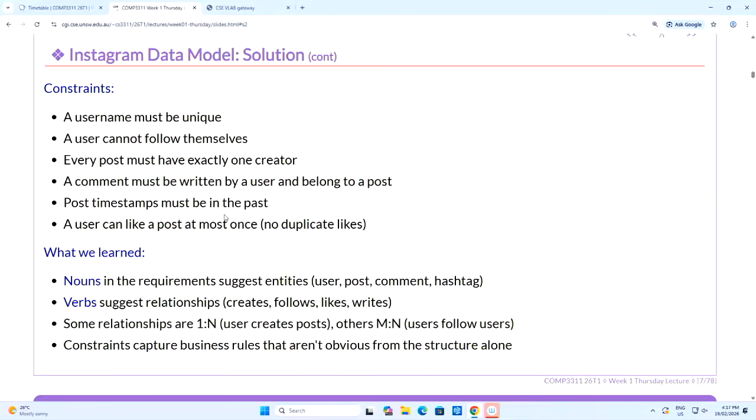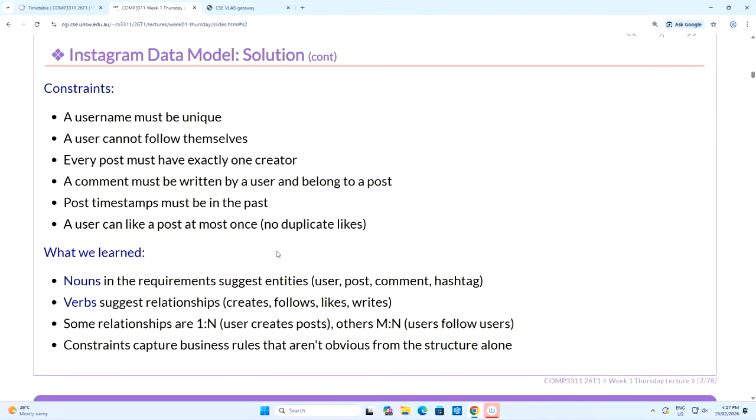So a username must be unique, of course. A user cannot follow themselves. Yeah, that makes sense. Every post must have exactly one creator. So this is the correct constraint you make. But obviously, right now on Instagram, they have a mode called collaborate. So obviously, you can collaborate with another artist and then make a mixed post or something. So I think this is no longer a constraint.